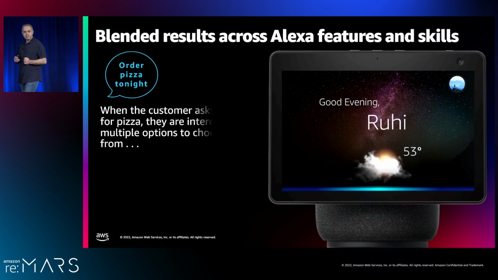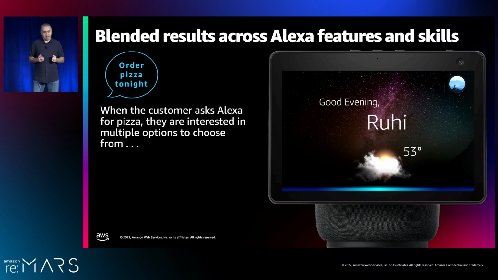Moving to the next one, here is a demo. The customer is asking Alexa, order pizza tonight. So what you will see here is, after you play, there is actually a personalization element. We learned that the customer is a vegetarian. So let me play this first.